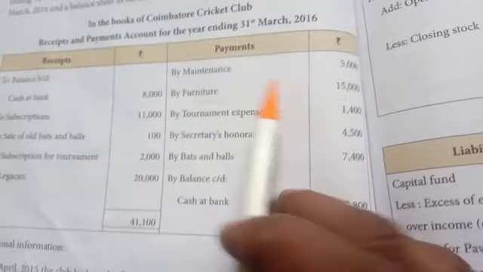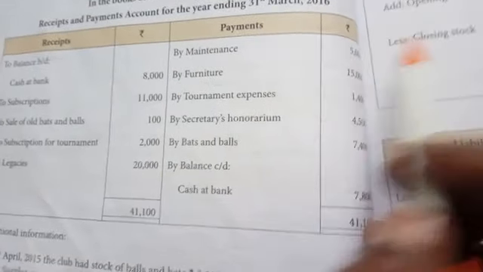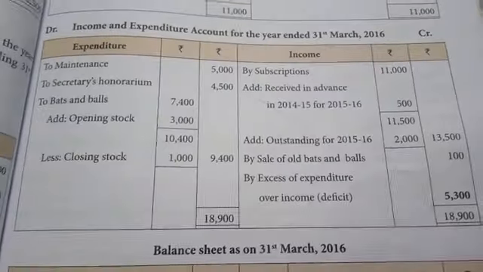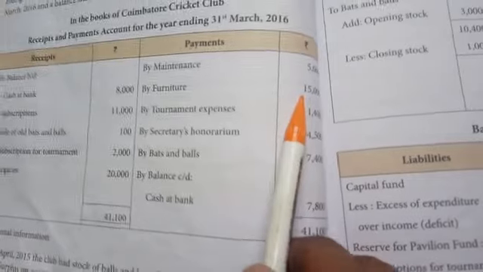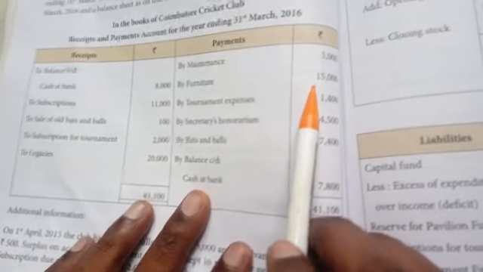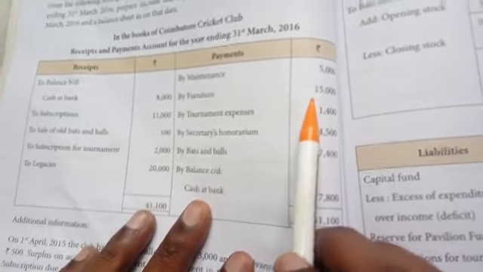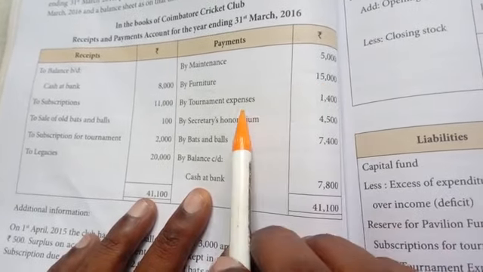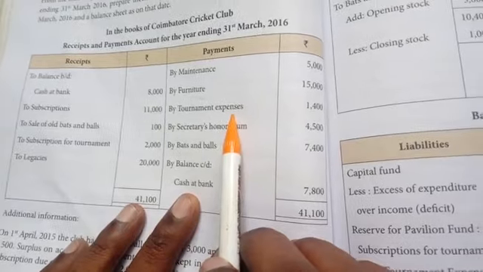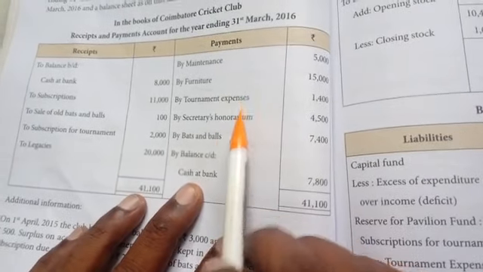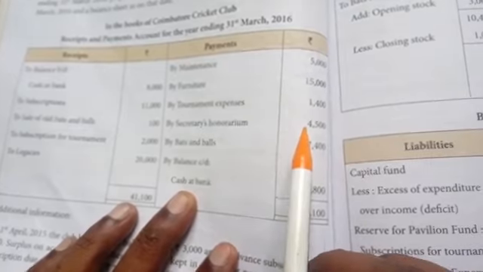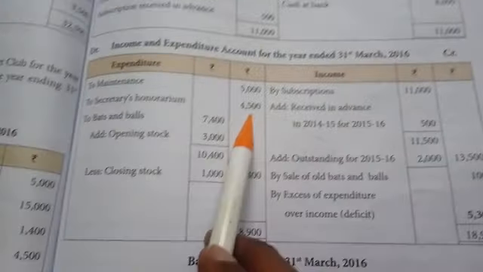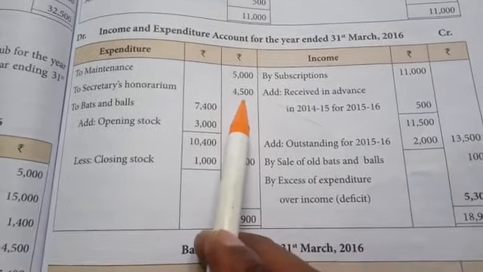Then maintenance is revenue expenditure, so it should come under the expenditure side. Furniture is capital expenditure, so it should be transferred to the balance sheet. It should not come under the expenditure side of the income and expenditure account. Tournament expense also should be transferred to the liability side. Secretary honorarium is revenue expenditure, recurring in nature, so it should appear on the expenditure side of the income and expenditure account.